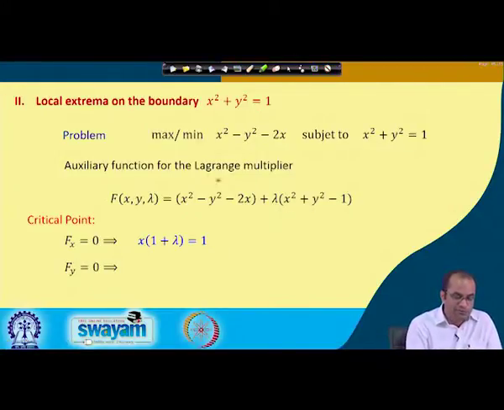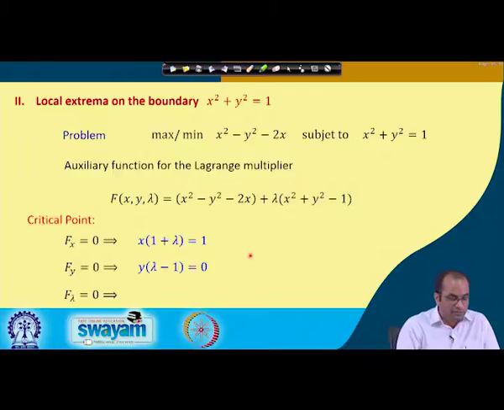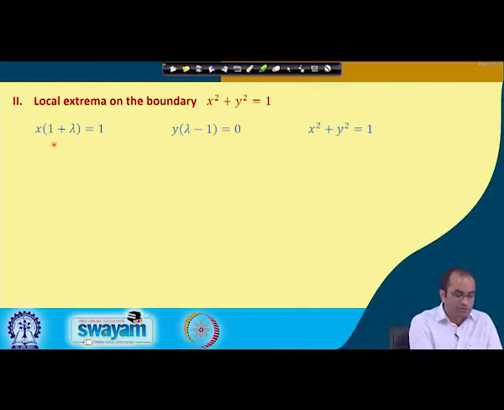Then f y is equal to 0. So, we have to differentiate this with respect to y, treating lambda and x as constant. So, we will get y times lambda minus 1 is equal to 0, the another equation. With respect to lambda, when we differentiate, we will get exactly our constraint, so it is x square plus y square minus 1 is equal to 0. Now we have to solve these three equations to get the critical points, and those points will be the candidates for the maximum or the minimum of the problem.